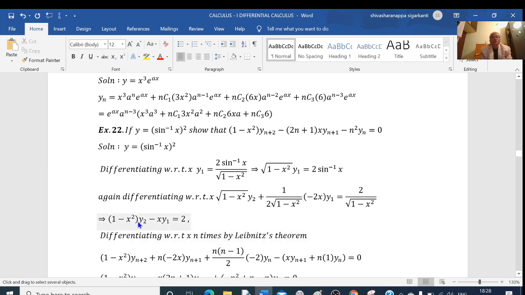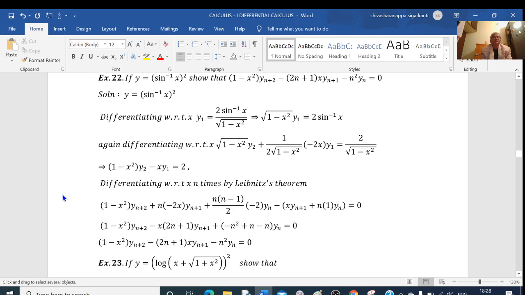Now I use Leibniz rule to differentiate this equation n times with respect to x. I will take 1 minus x square as the first function, that is u, and the rest as v. Differentiating n times using Leibniz rule, first I keep 1 minus x square as it is, and write the nth derivative of y2, which is y_(n+2), plus nC1, that is n, into the derivative of the first, minus 2x, into one less derivative, y_(n+1), plus nC2, which is n into n minus 1 by 2 factorial.